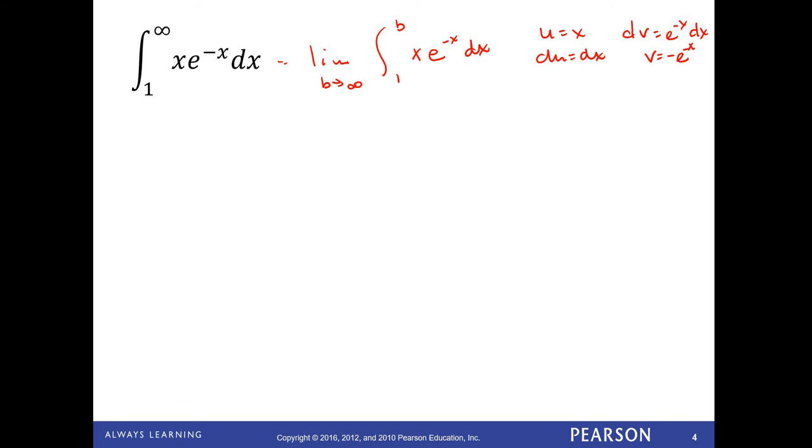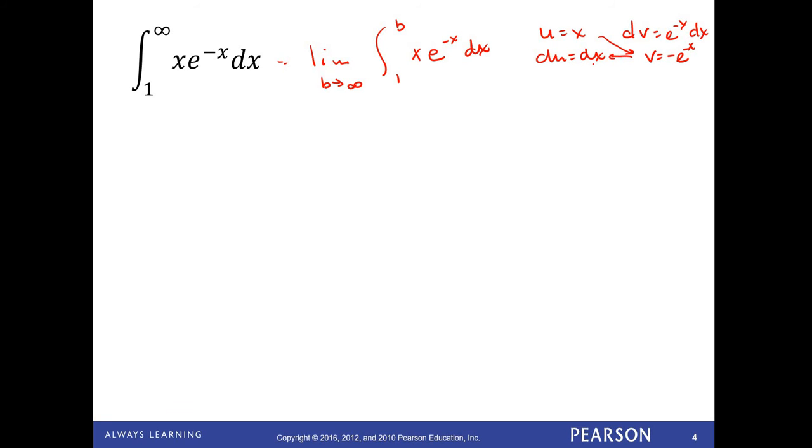Here's the integral from 1 to infinity of x times e to the negative x dx. So again, we have to set this up with a limit as b goes to infinity of the integral from 1 to b of x times e to the negative x dx. So I'm going to find an antiderivative here. I'm going to need integration by parts. So if u is x and du is dx and dv is e to the negative x dx, then v is negative e to the negative x.